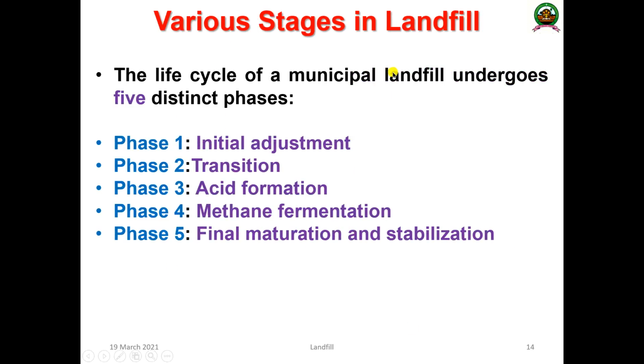Then the next stage is very, very important. What are the various stages of the process happening in a landfill operation, especially when you are treating solid waste in a municipal landfill, at large scale, which undergoes 5 distinct phases. Phase 1, initial adjustment. Phase 2, transition. Phase 3, acid formation. Phase 4, fermentation and methane production. The next one is maturation and stabilization. These are the main stages of the landfill operations or the municipal landfill treatment process.